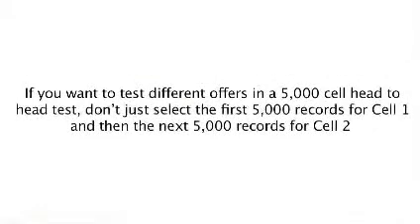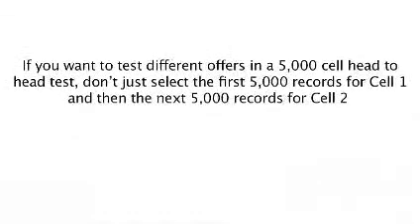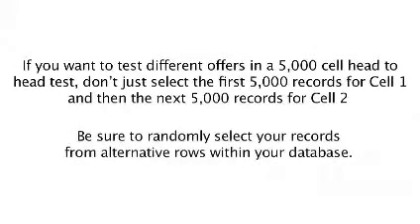Point four would be random selection. Another important element to consider is how you select the records for your cells. To ensure you're testing as scientifically as possible, be sure to use a random selection method when selecting the number of records for each test cell. For example, if you want to test different offers in a 5,000 cell head-to-head test, A-B split test, don't just select the first 5,000 records for cell 1 and then the next 5,000 records for cell 2. Be sure to randomly select your records from alternate rows within your database.